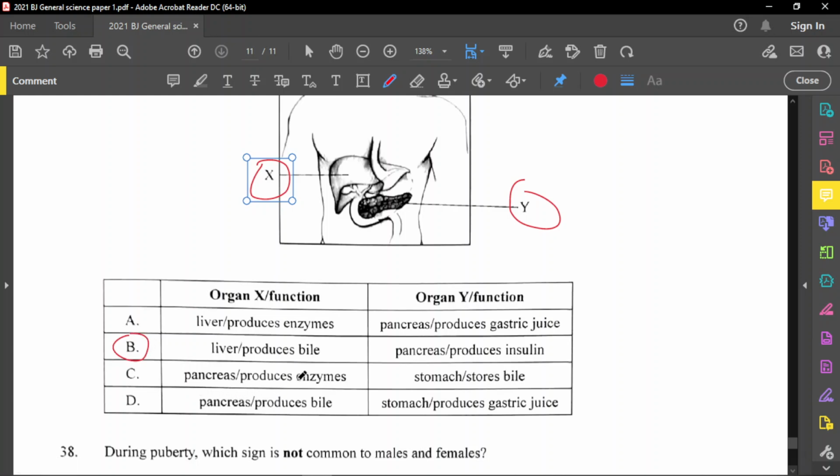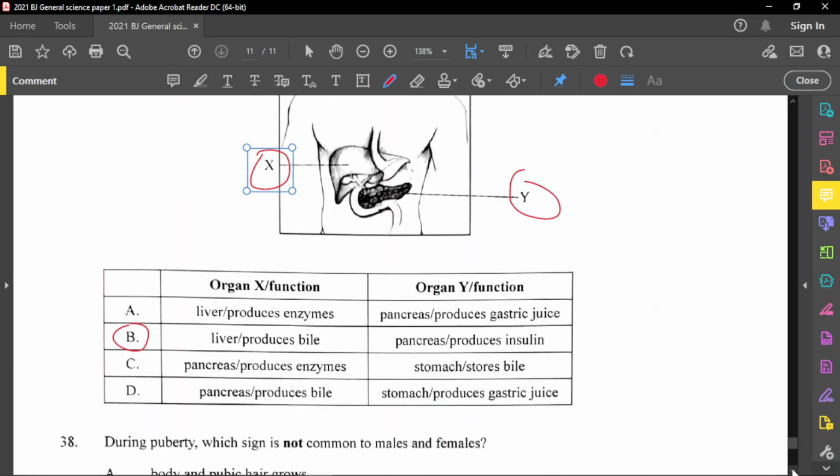But let's just make sure that the other 2 options are actually incorrect. For C, the pancreas produces enzymes. That is true, the pancreas does produce enzymes, but it is not for organ X, right? It's actually for organ Y. So know that this is incorrect. For D, it said it produces bile, which is true. But organ Y is not the stomach, as a matter of fact. And the stomach does produce gastric juice, but it's not the answer there.